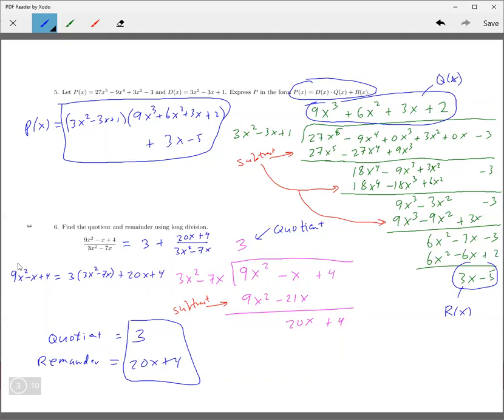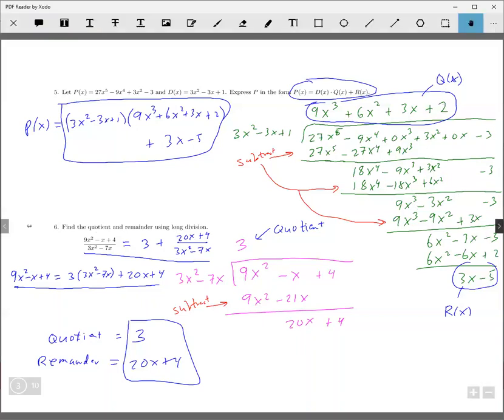So basically this way, you just multiply each of these 3 terms, 1, 2, 3, by 3x squared minus 7x. This one, when you multiply by it, you just get this. This one, when you multiply by it, you get that. And that one, you just get the numerator. Okay, so that's 2 ways to express it right there.